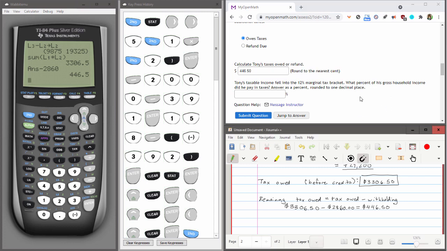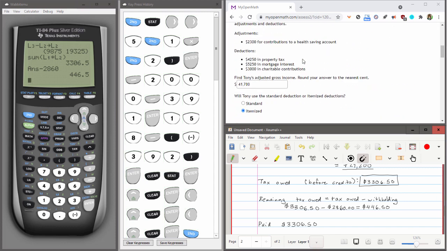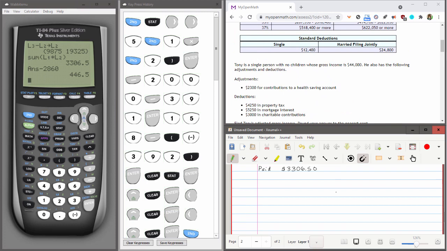Now this last question is to help us think about what these tax brackets actually mean. Right, so Tony's in the 12% marginal tax bracket, but he actually paid $3,306.50 on a gross household income, the actual money that he got paid, of $44,000.